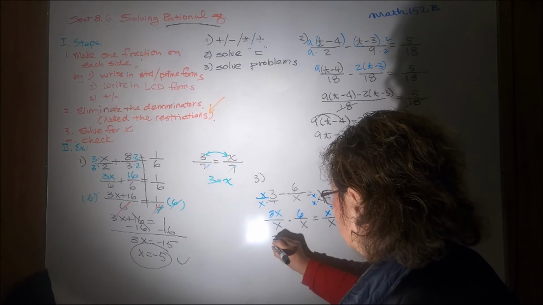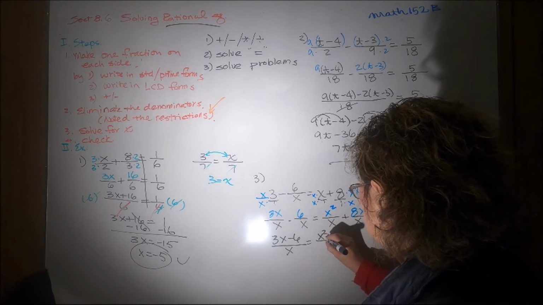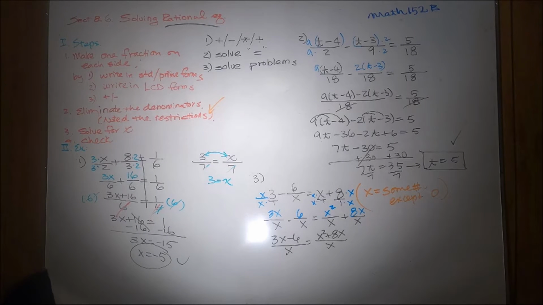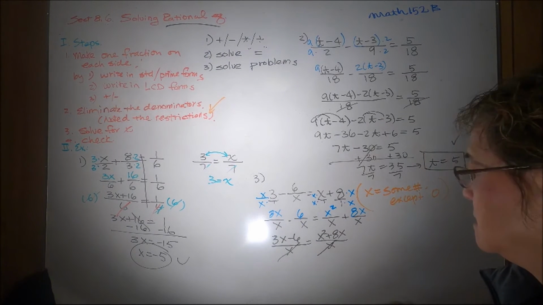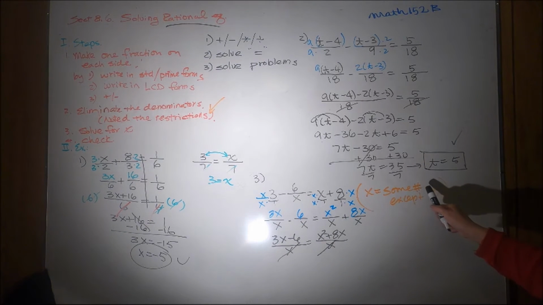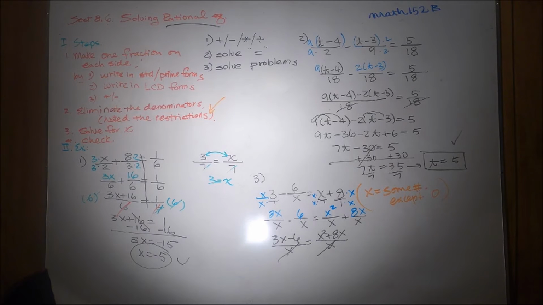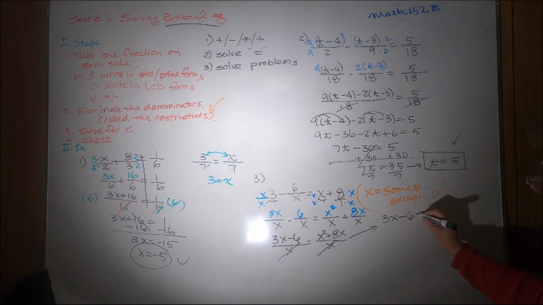So this one will be 3x minus 6. This one would be x squared plus 8x. Is that right? Then we eliminate the denominators. We can eliminate the x because we have the restriction, right? But since we eliminated it, that means x cannot be 0 at this point. Then after this, what do we have? 3x minus 6 equals x squared plus 8x.